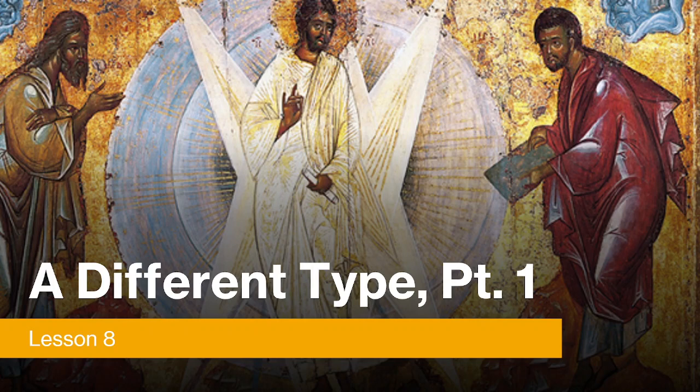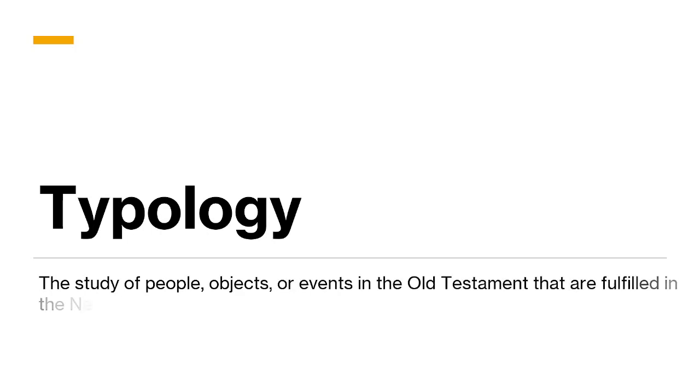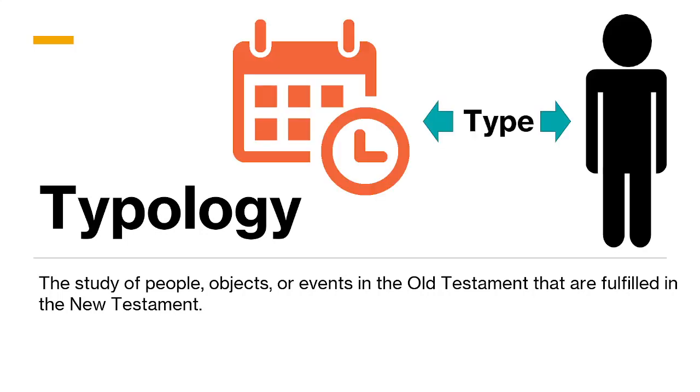Now, typology is simply the study of people, objects, or events in the Old Testament that we see paralleled in the New Testament. So, that's typology. It's studying something called a type. Now, a type is basically the noun in the Old Testament, right? So a person, object, or event in the Old Testament, which foreshadows people or events in the New Testament.